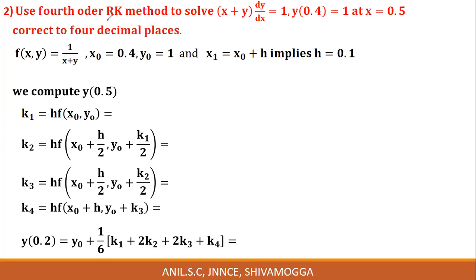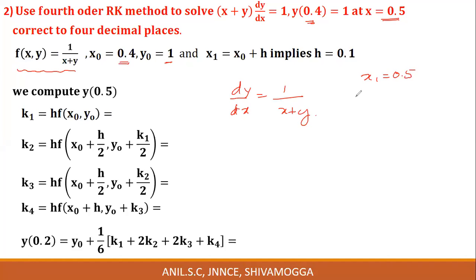We can write it as dy by dx is equal to 1 divided by x plus y. Therefore, f of x comma y is taken as 1 divided by x plus y. The initial condition is x naught is equal to 0.4 and y naught is equal to 1. Solution is required at x is equal to 0.5. That means x1 is equal to 0.5. We have to find y of 0.5, y of x1.